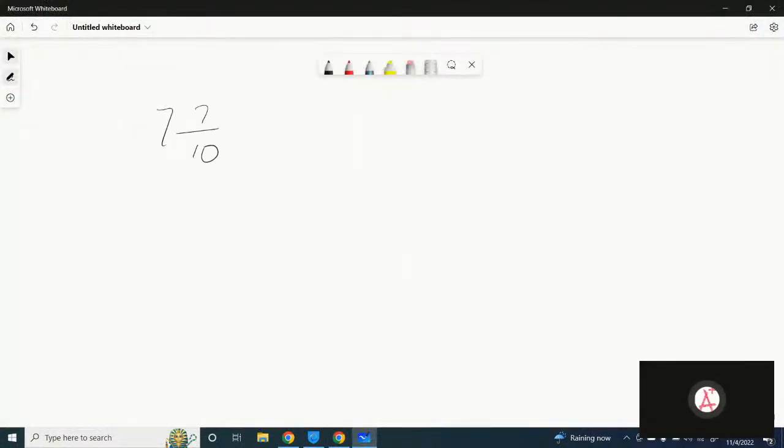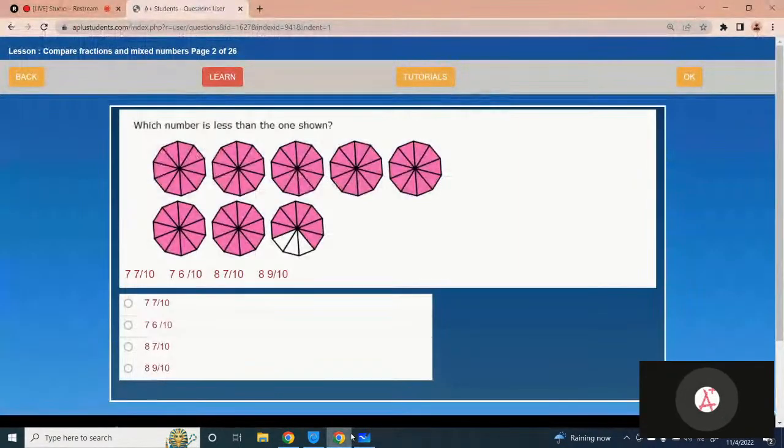Okay, you need to find the one that is less than 7 whole 7 over 10. So which one is less than 7 whole 7 over 10? Which one is less than 7 whole 7 over 10?